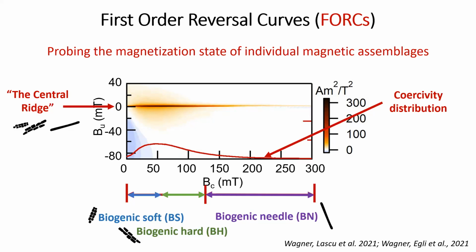So on the bottom left, again, our more equant particles are the most magnetically soft, so biogenic soft. And then in the middle here are the second category of conventional magnetofossils that are slightly more elongated, so they have a slightly higher magnetic coercivity. And then on the far right, for the highest magnetic coercivity, are biogenic needles, which are a type of giant magnetofossil.